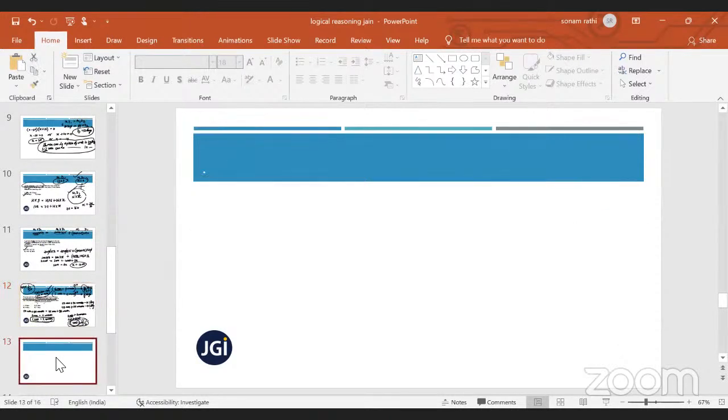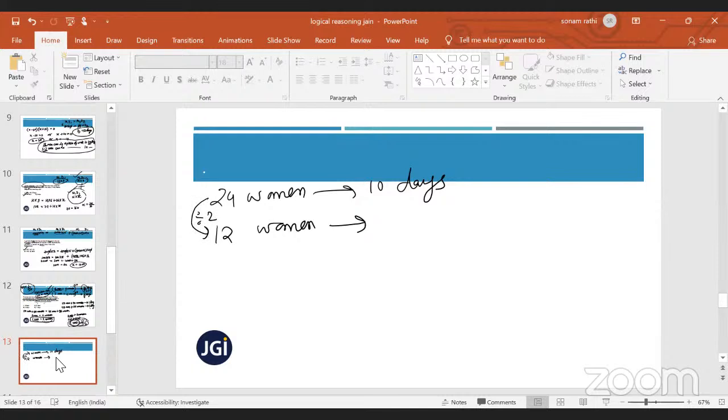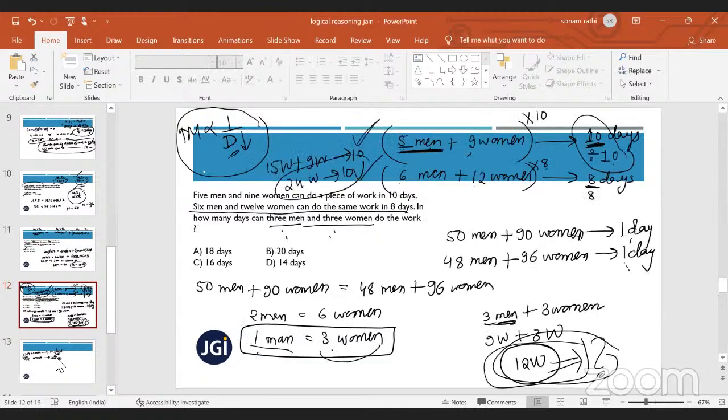The question becomes 24 women take 10 days. So we need to find 12 women, how many days? Okay, so it means from here to here you are dividing by 2. Can you see it? 24 is becoming half. So when I say people are reducing, days has to be increased. If it is dividing by 2, you have to multiply by 2. So 20 days is the answer. Right? Answer is option B.